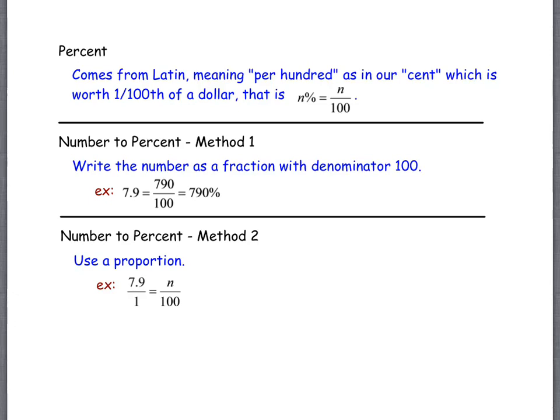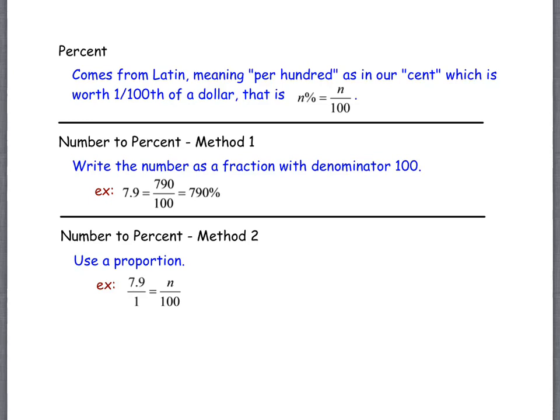One way is to write the number as a fraction with a denominator of 100. So the number itself, 7.9, can be written as 790 over 100. It's the same thing. This is sort of the equivalent to multiplying something by 100 to turn it into a percent, and that becomes 790%.